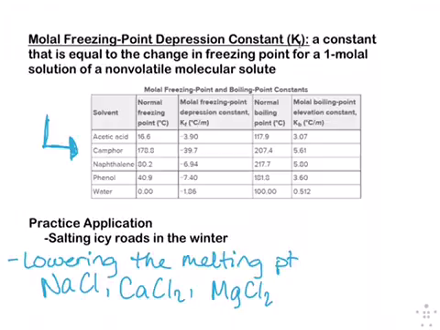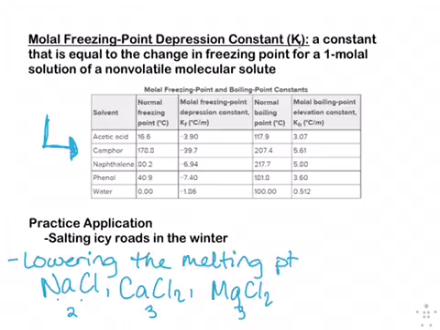I guess non-volatiles works. NaCl only has, when you dissociate it, 2 dissolved particles, versus CaCl2, how many are here? 3 particles. MgCl2, 3. So there's only 2 here. So why in the world would we use NaCl? It's not as good.